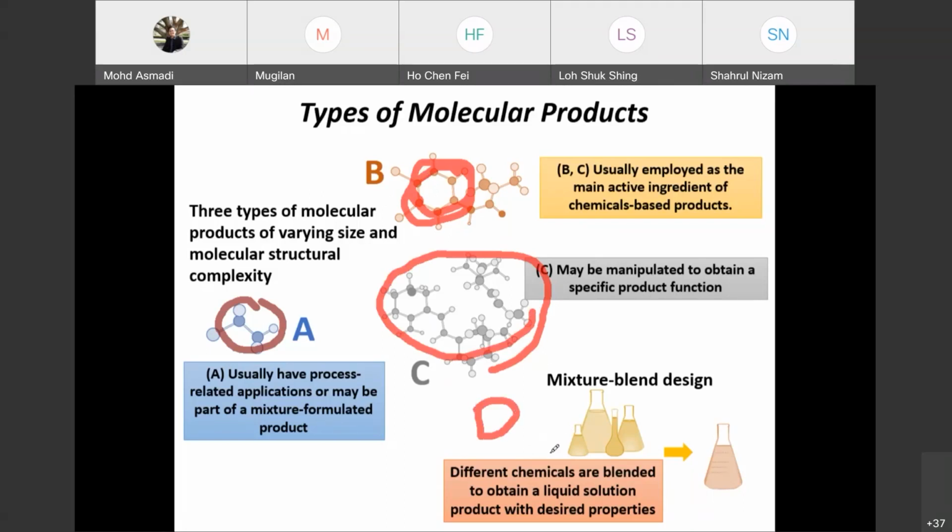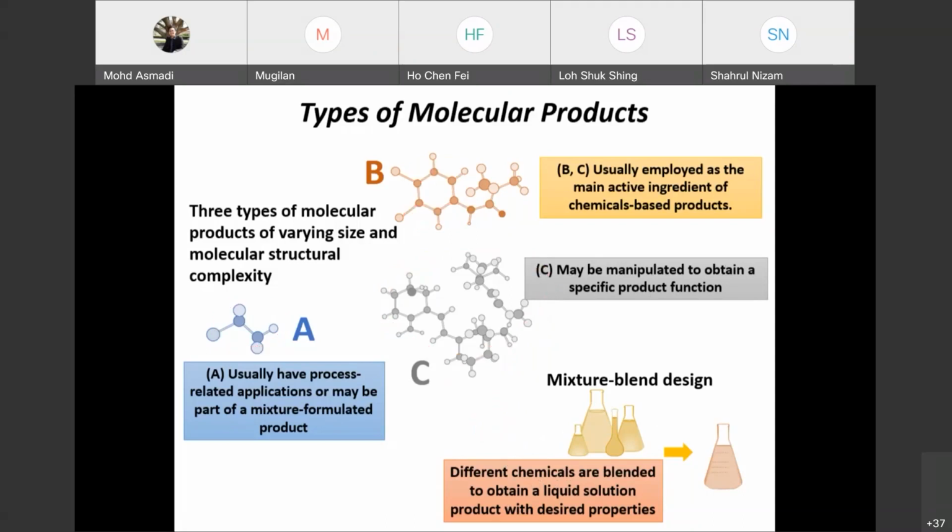So this one is the concept of mixture blend design. Different chemicals are blended to obtain a liquid solution product with desired properties. Okay, the properties. Let's see the example of the solvent for both molecular and also mixture product.